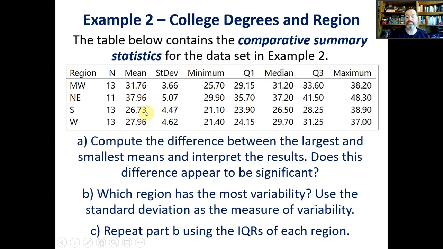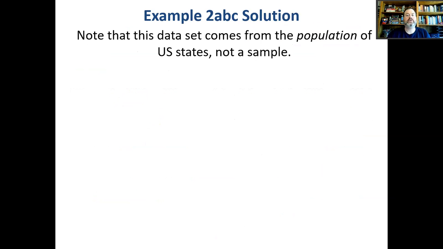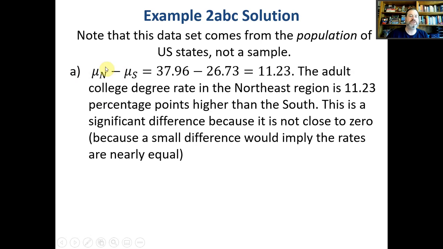Because these are individual populations, we're going to use the notation of mu for population mean. So it's 37.96 for the North region, or Northeast. I just put an N. And for the South, I put just a little S, it's 26.73. So it's 11.23. The difference between the college degree rates of the two regions is 11.23 percentage points.